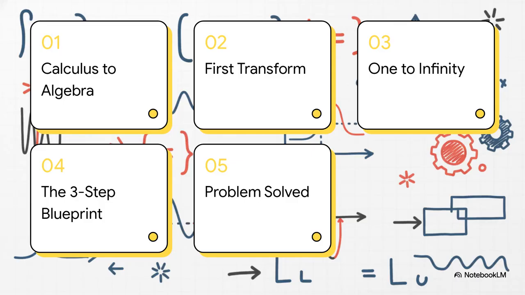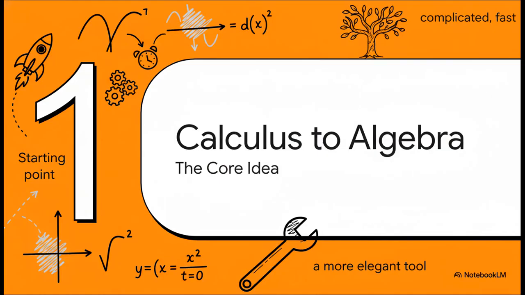So here's our game plan. First, we're going to wrap our heads around the core idea, this whole calculus to algebra translator concept. Then, we'll actually build a piece of it ourselves to see how it works. After that, we'll see how it scales up, and finally, we'll use a simple 3-step blueprint to tackle a real problem. Let's jump in.